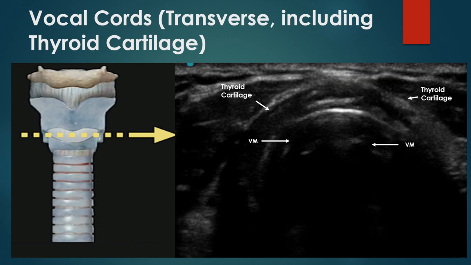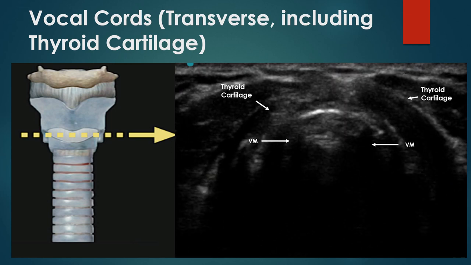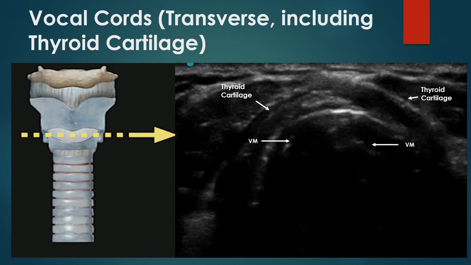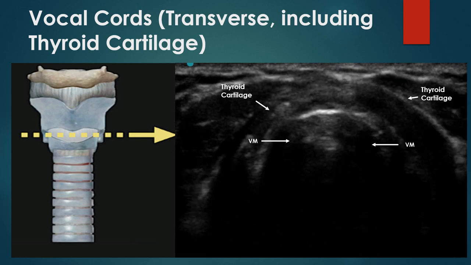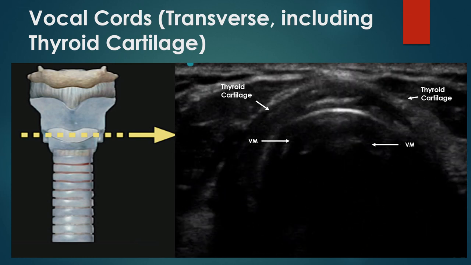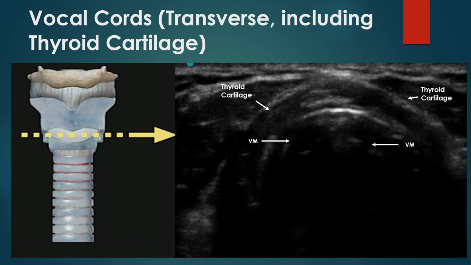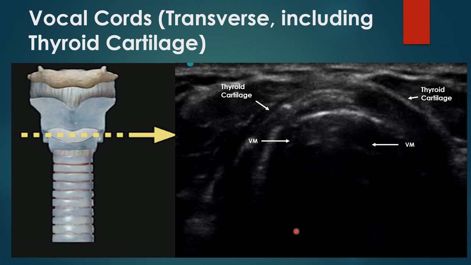Transverse view of the vocal cords. You can see moving your probe up cranially. Here's your vocal membrane, vocal muscle, and I really did not get a very good look. I was saying a few words while I was talking here, but you see the thyroid cartilage here, and then vocal cords here, and here's a little bit of an arytenoid down here, and that's about the best I could do.